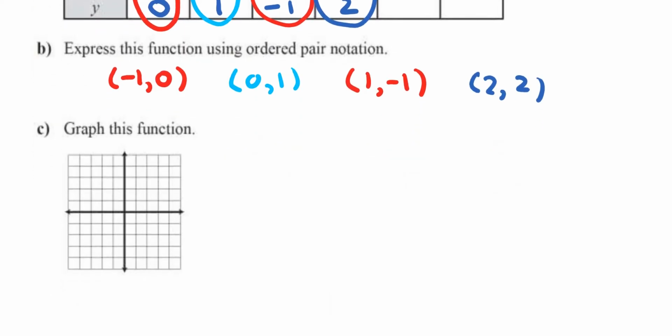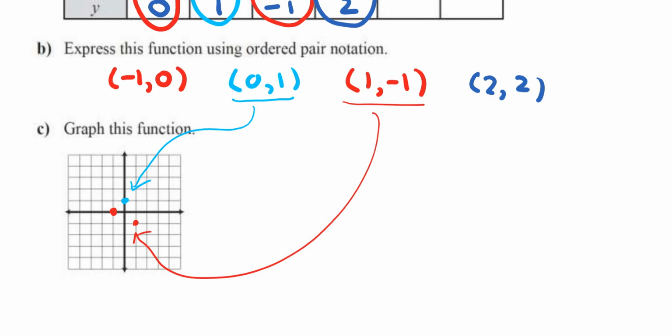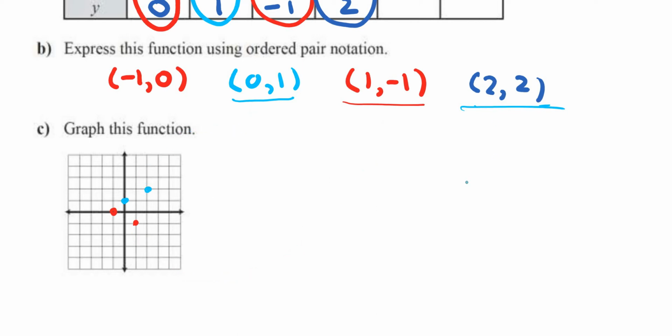All right, and after that, let's just plot the points here. So -1, 0 is over here. So that point right there is -1, 0. And then after that, I have 0, 1, which is this point right there. And then this point right here, 1, -1, is over here. And finally, last point, 2, 2, is this point right there. So that's it for question number 12, not too bad.